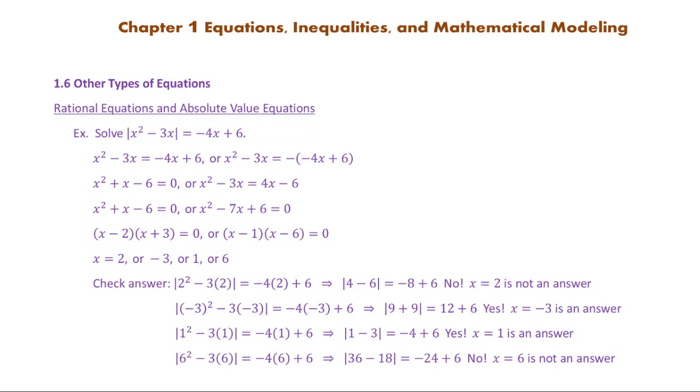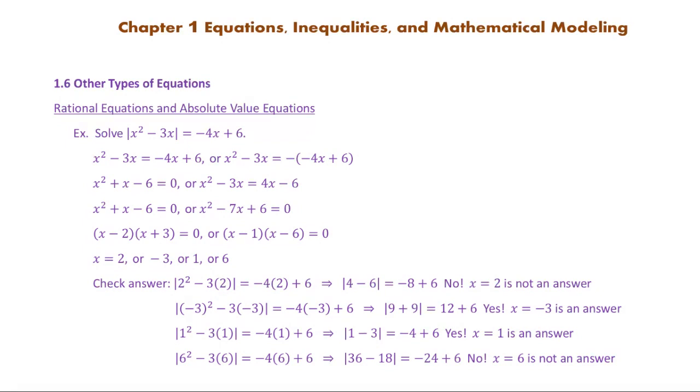So x squared minus 3x equal to negative 4x plus 6. If you move all the terms to the left, it becomes positive 4x minus 6. So combine negative 3x with positive 4x, you get positive x and the minus 6. So you get x squared plus x minus 6 equal to 0 from the first case. And then the second equation is x squared minus 3x equal to 4x minus 6, if you distribute the negative sign on the right.